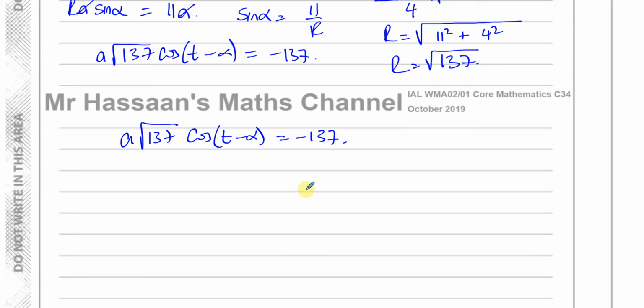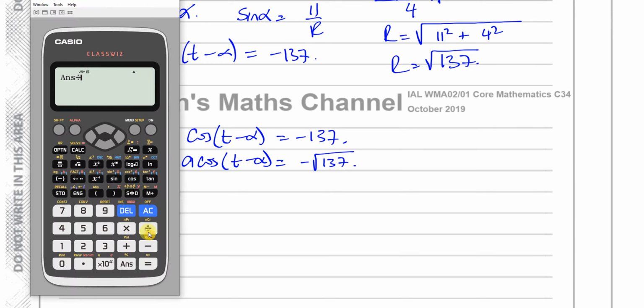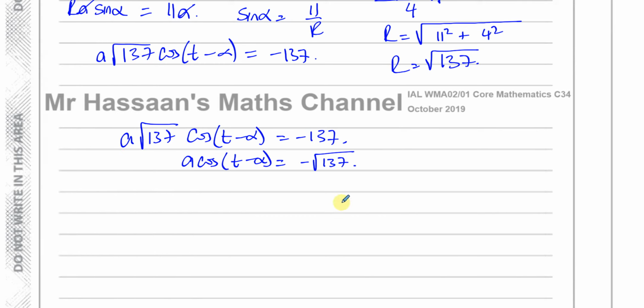Okay, so now if you think about this, if I just rearrange this equation a little bit, I'll have a times cosine of t minus alpha equals minus 137 divided by root 37, which will give you minus root of 137. If I divide 137 by minus the root of 137, that will give me minus root 137.